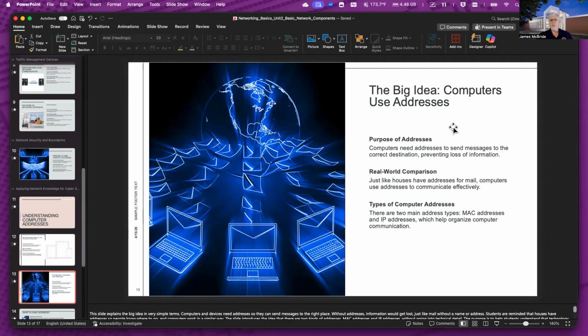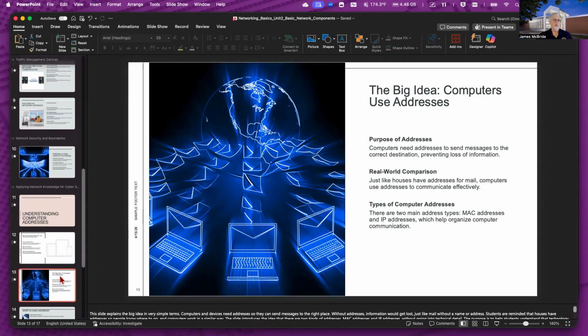We already talked about the purpose. The real world comparison, again, is just like having addresses for your mail or calling people. And then you use both of these, or you use both of those addresses.